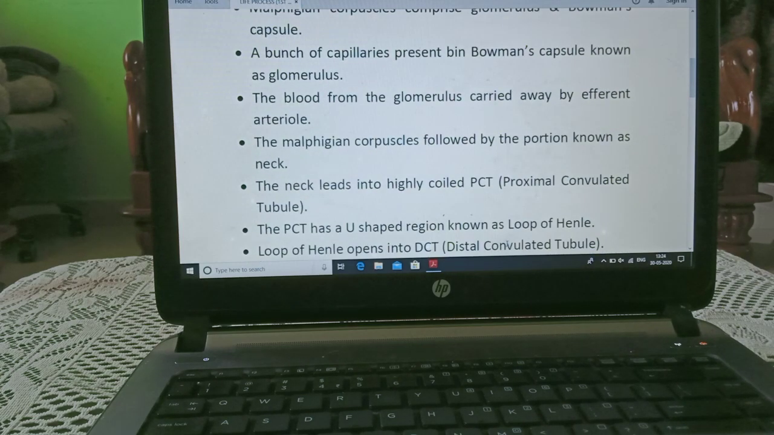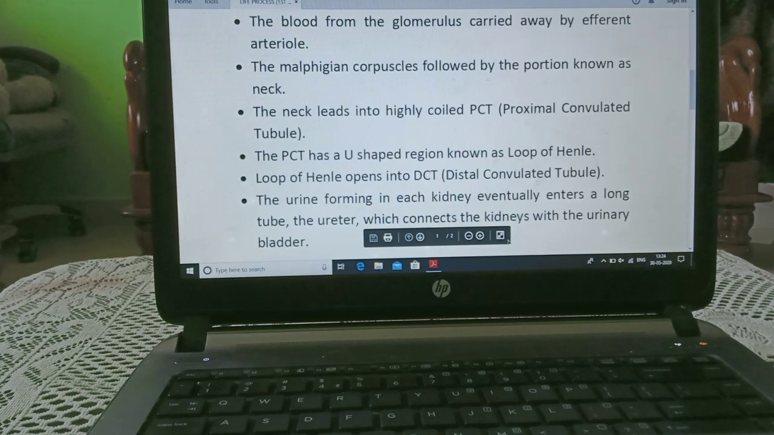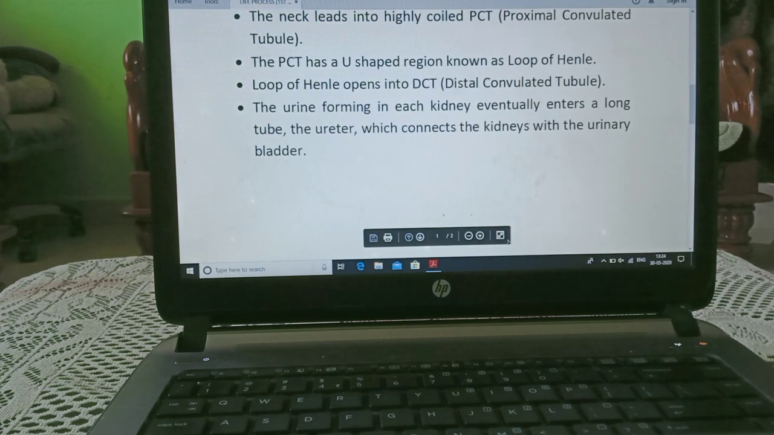A bunch of capillaries present in Bowman's capsule is known as glomerulus. The blood from the glomerulus is carried away by efferent arteriole. The Malpighian corpuscle is followed by the portion known as neck. The neck leads into highly coiled PCT, that is proximal convoluted tubule. The PCT has a U-shaped region known as loop of Henle.